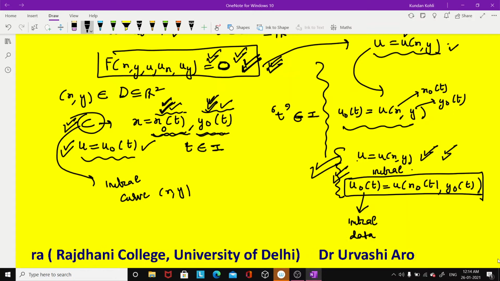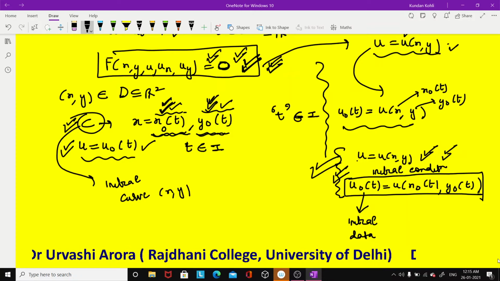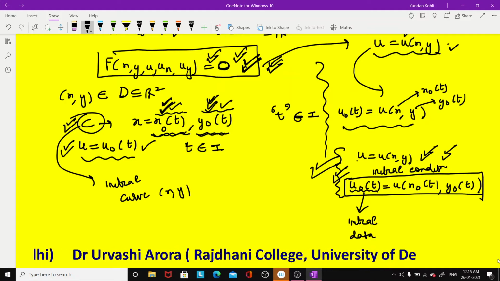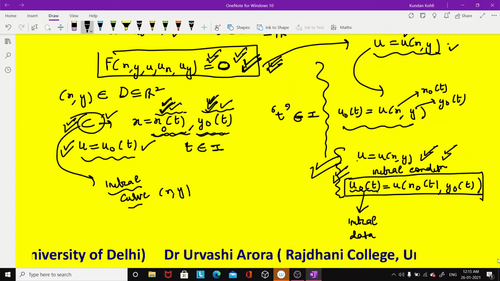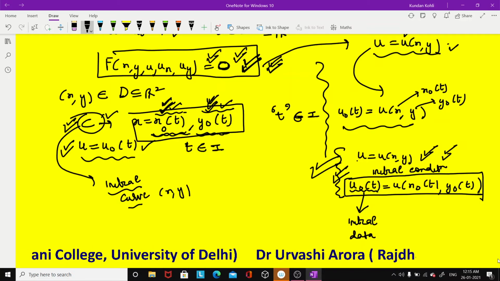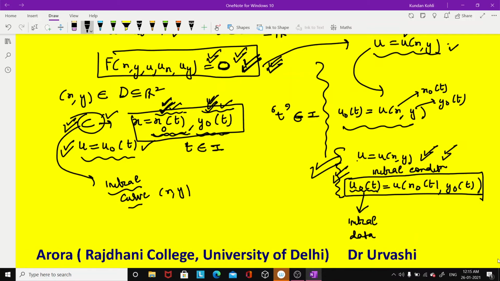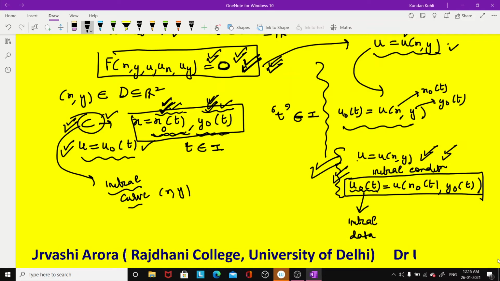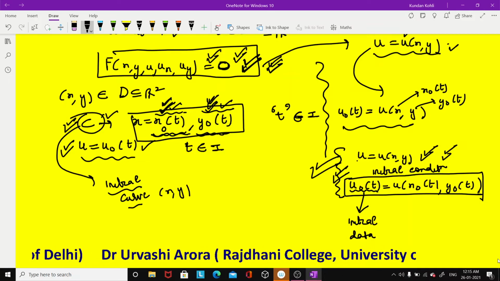So these three things must be known to us. What is the initial data? Initial data is the prescribed value. What is the initial curve? Initial curve is the curve given in the beginning, C, whose parametric equations are x is equal to x naught t, y is equal to y naught t. And what is the initial condition that must be satisfied? The initial condition is that u naught t is equal to u of x naught t, y naught t. So these conditions must be satisfied.